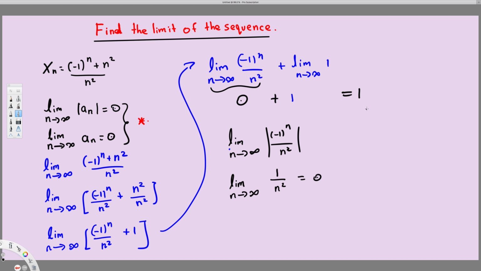Therefore this converges to the number 1, and that's the final answer. The limit is 1. And that's how we do this kind of problem.